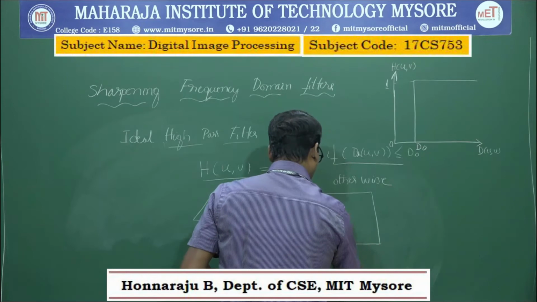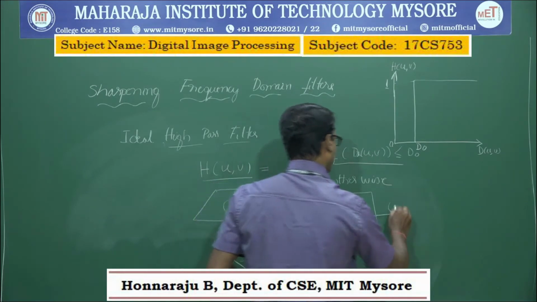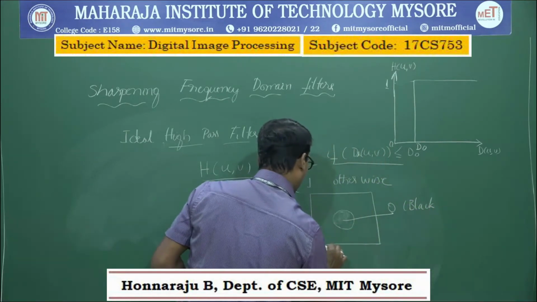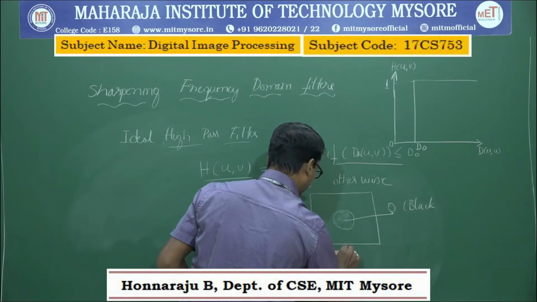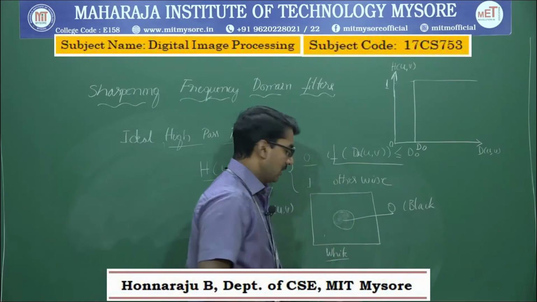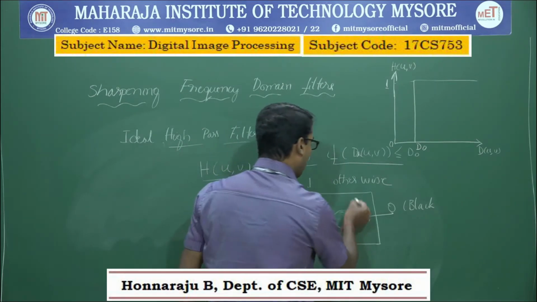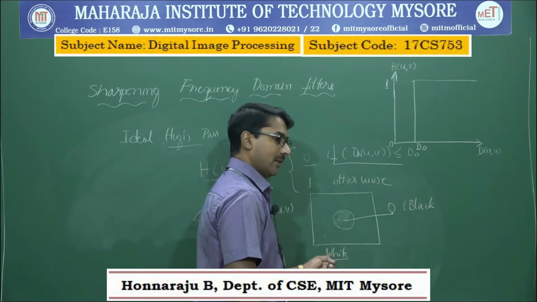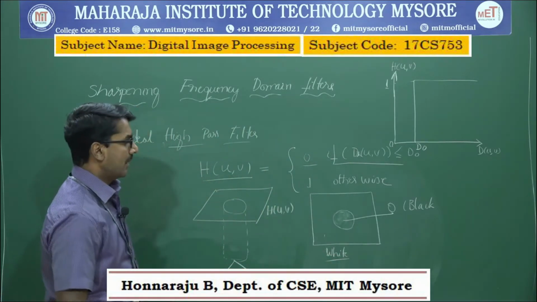So, the output: the center value is 0, which means black, and the surrounding value is 1, so this is white. In the ideal low pass filter, the center value is 1 and the surrounding value is 0, so the center is white and the surrounding is black. This is about the ideal high pass filter.